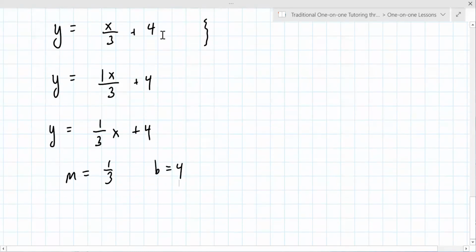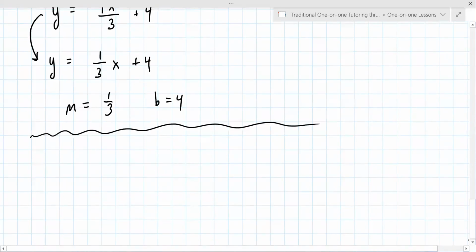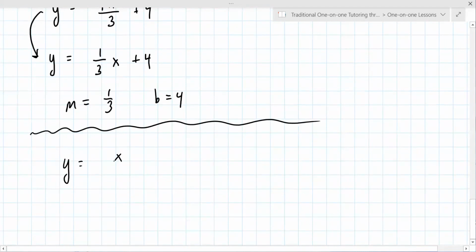But the question is, would you have known that from this line up here? Would you have been able to make these progressions to doing that? So let's try another one. Let's say it's y equals x over 2 plus 1. What is the slope and what is the b value?